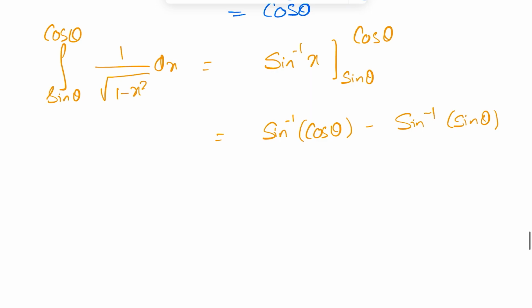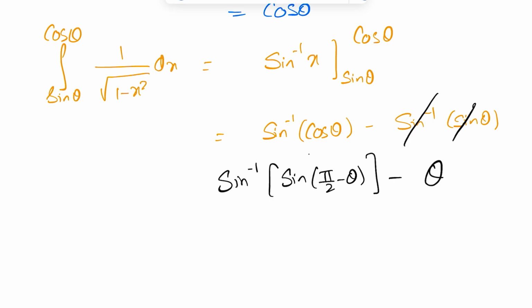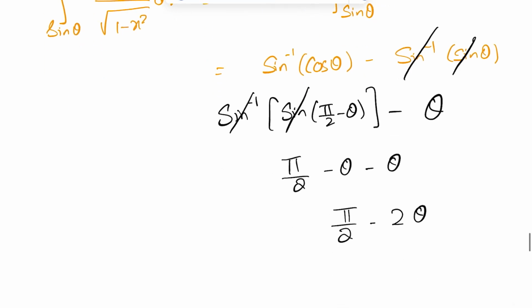Just now we have proved that cos theta is sine of 90 minus theta, or pi by 2 minus theta. Sine inverse and sine cancel, minus theta. Again sine and sine inverse cancel: pi by 2 minus theta minus theta. What does that become? Pi by 2 minus 2 theta.